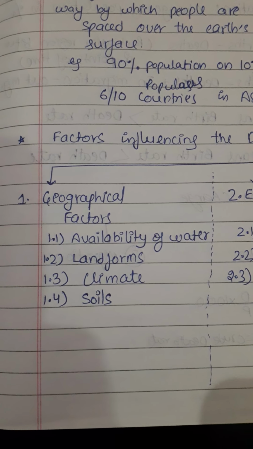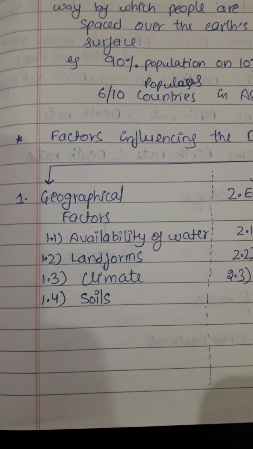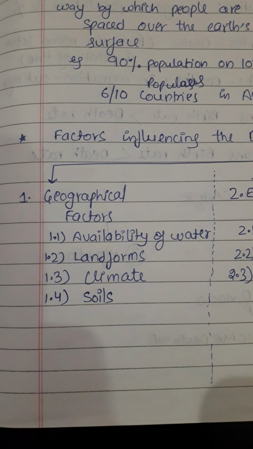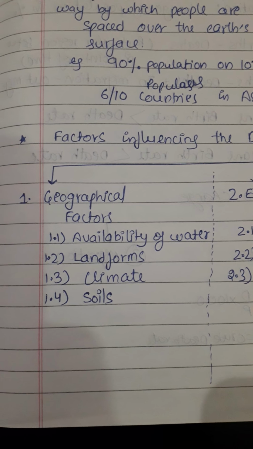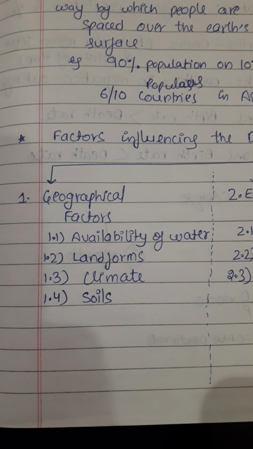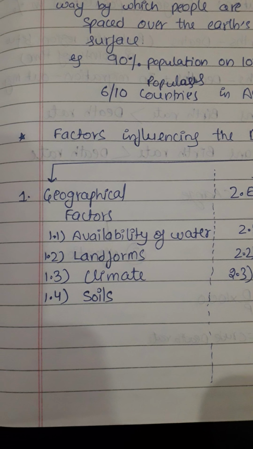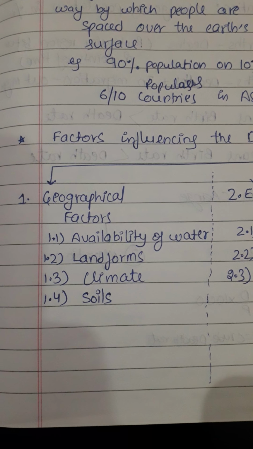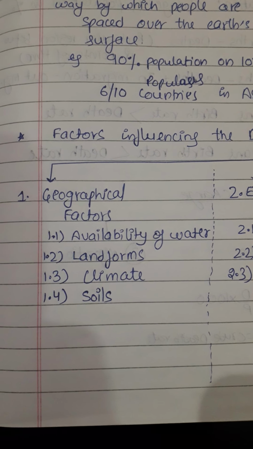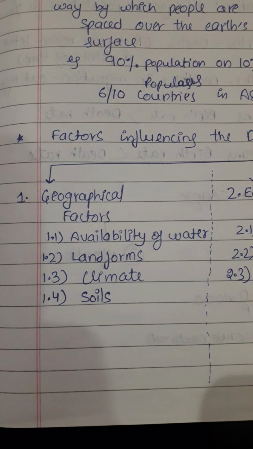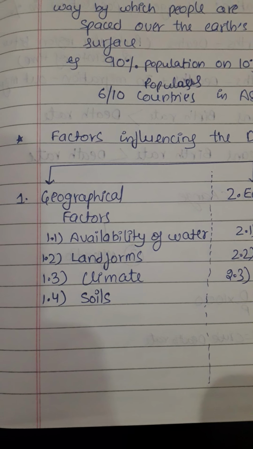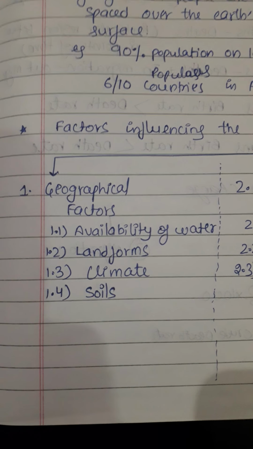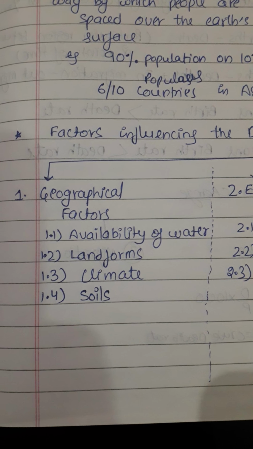Second, landforms. Landform also affects the distribution, as people like to settle in plain areas as compared to mountain areas, because they want to do agriculture, and all the other industries require the land to be uniform. Somewhere you will find very dense forest areas, somewhere plains, somewhere plateaus. So all the landforms also affect the population of an area.